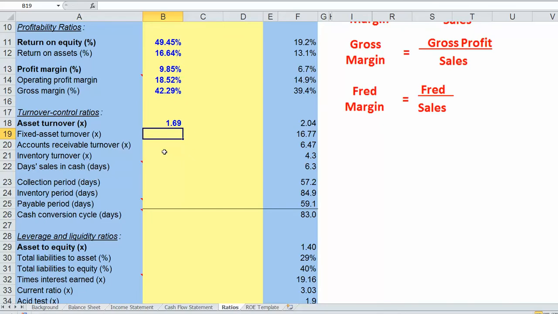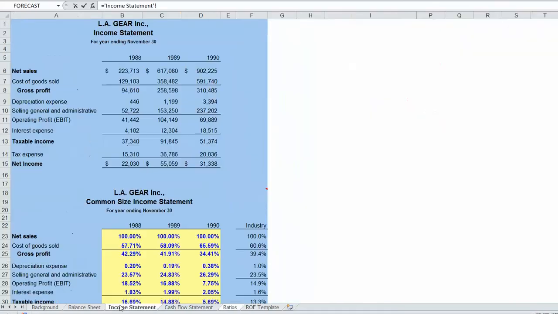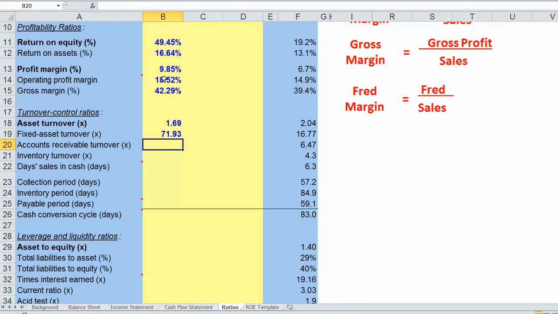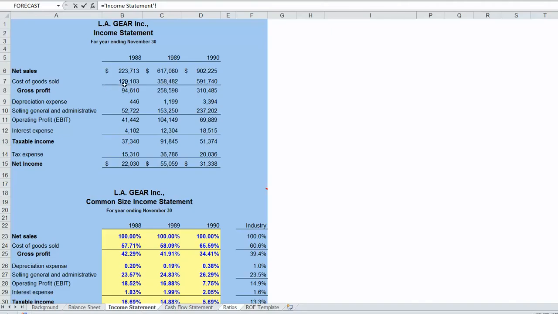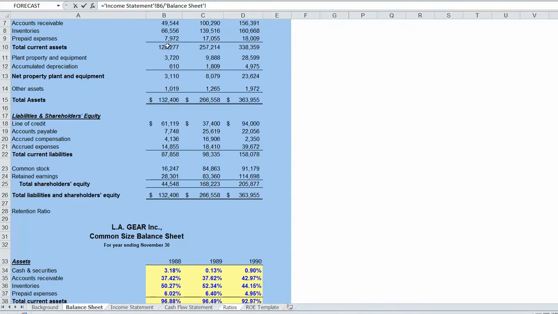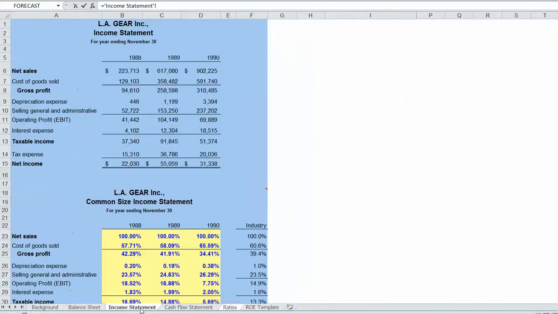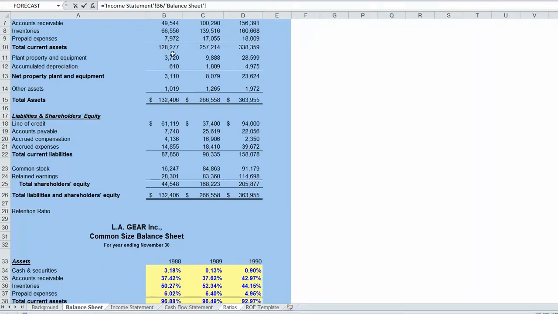Fixed asset turnover will simply be equal to our, again, sales, in this case divided by our total net fixed assets, net plant and equipment. Accounts receivable turnover equal to our income statement, again, sales, divided by our balance sheet. We've got accounts receivable. Finally, inventory turnover equal to our income statement, sales, divided by our balance sheet, inventory.